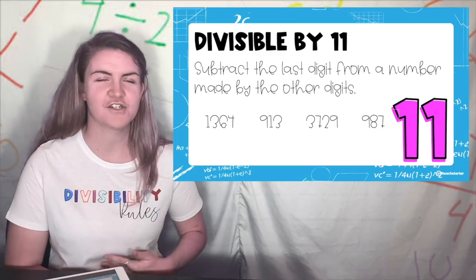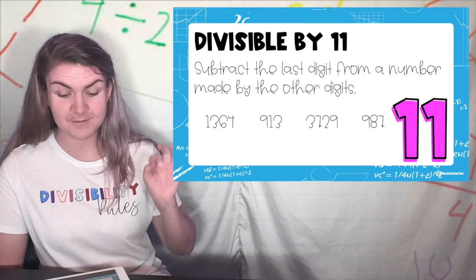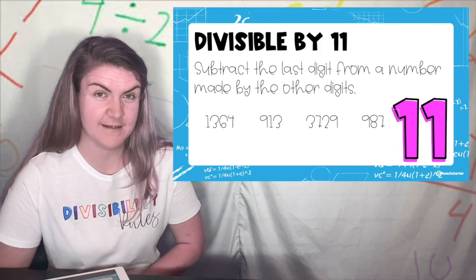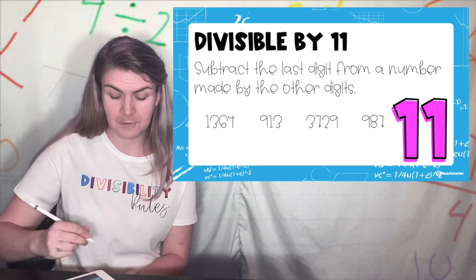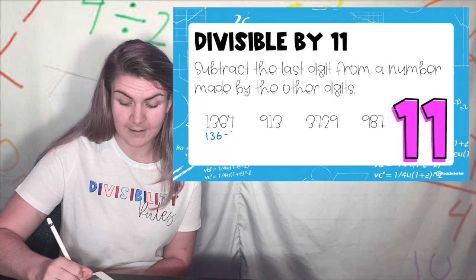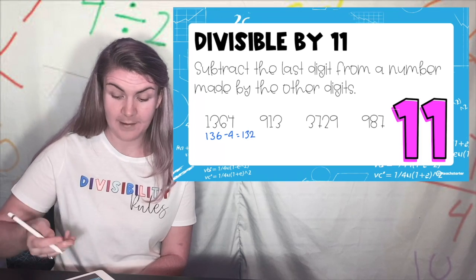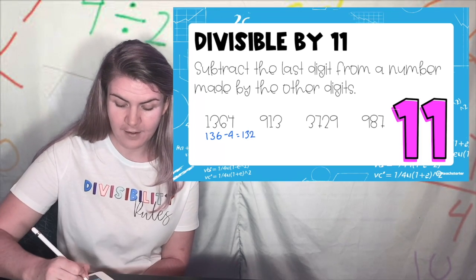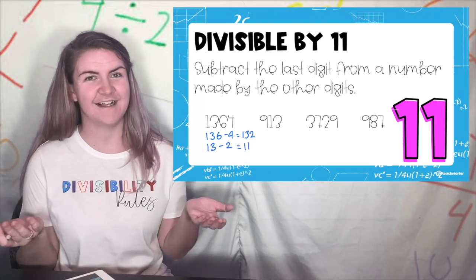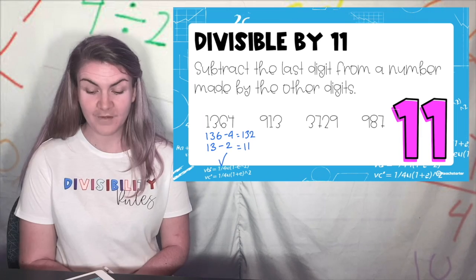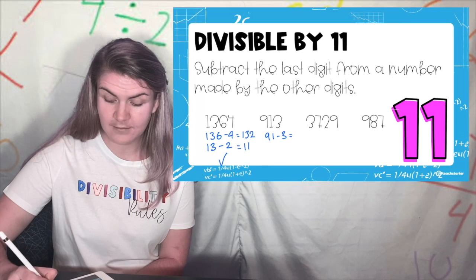So in my hunting to try find an 11 rule, I also found another one that I think is pretty cool. You subtract the last digit from the number made by the previous digits. So this is kind of like the 7 rule, but you don't double it. Let me show you. I got 136 take 4, which gives me 132. Now I take that and I take away the last digit again. 13 take away 2. That gives me 11. Does 11 fit into 11? Yes.